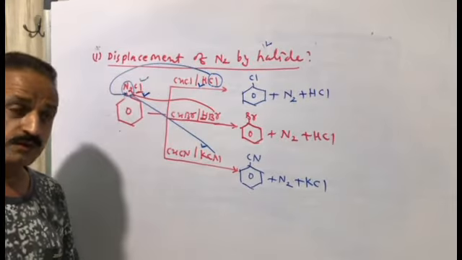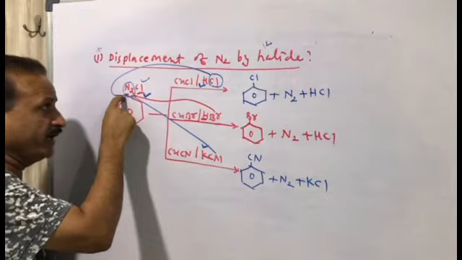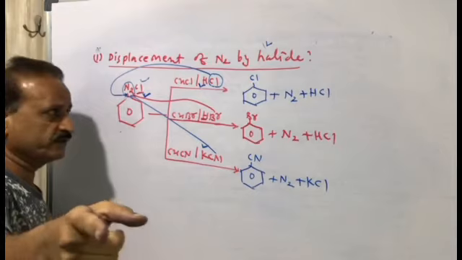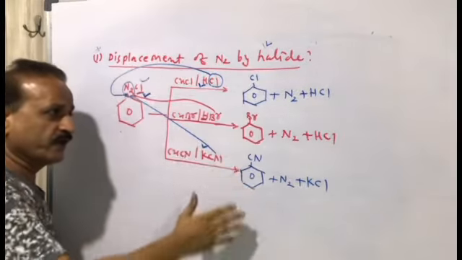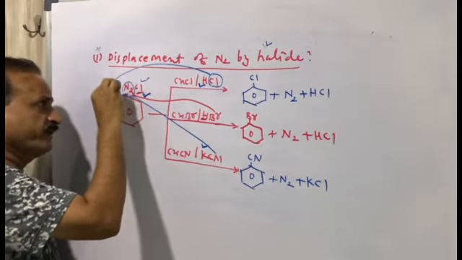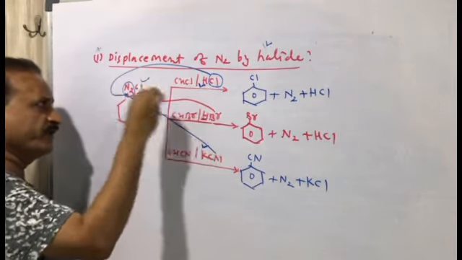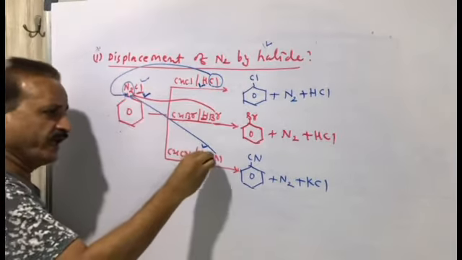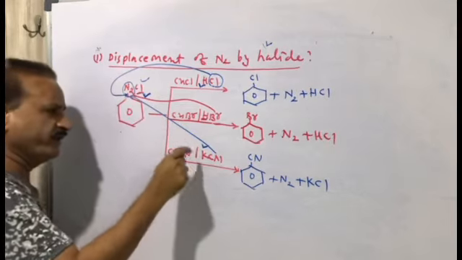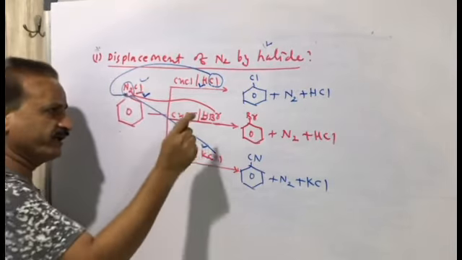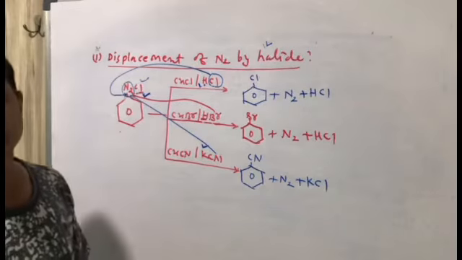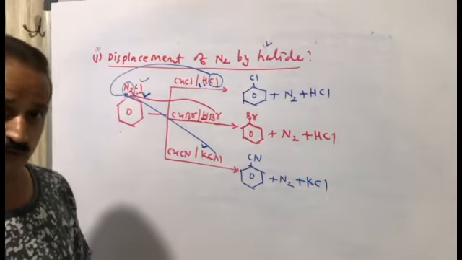If this chlorine were attaching directly to form chlorobenzene, then all products would be chlorobenzene. But all products are not chlorobenzene. It means this chlorine is making displacement of N2Cl, this bromine is making displacement of N2Cl, and this cyanide is making displacement of N2Cl. And the remaining Cl will attach with K, with H, with H. This is a very important reaction.